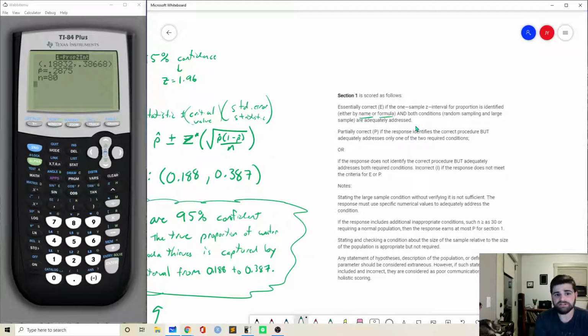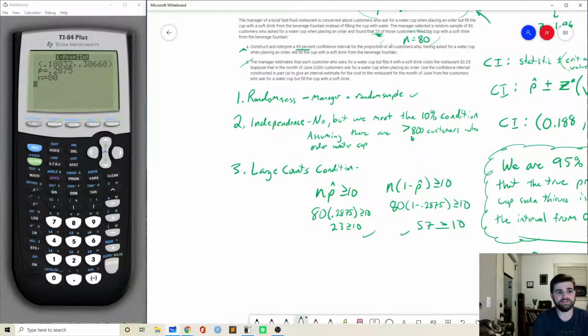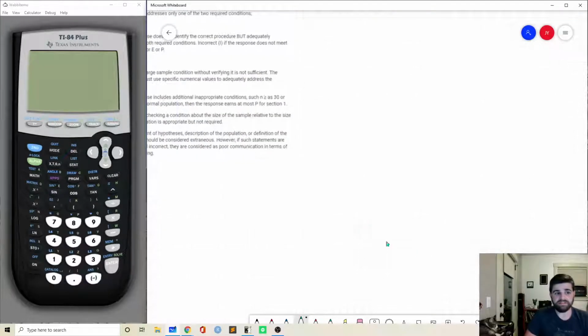And it says both conditions. So we actually did 3 conditions, but it says you had to say something about random sampling and a large enough sample. Okay, so those 2 things have to be talked about to get your full points. We did that. We said it's a random sample, so that means our sample is representative of the population. And maybe I should have written that as well, but I think this is okay. And I checked my large counts condition, saying that our sample's big enough that we'll have a normal sampling distribution. We also checked for independence, and that's not a bad thing that we did that.